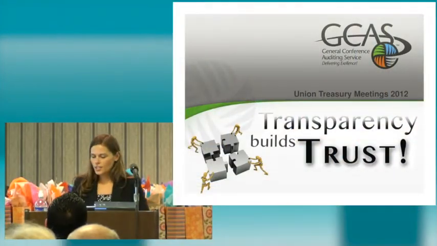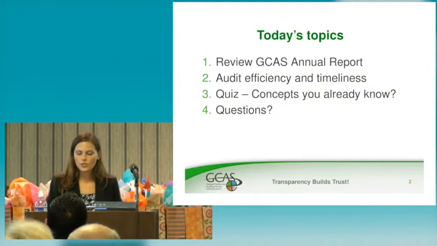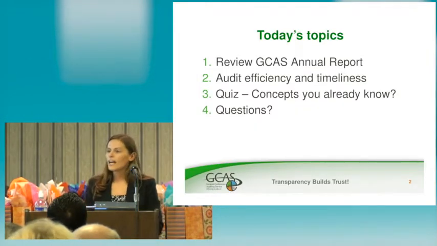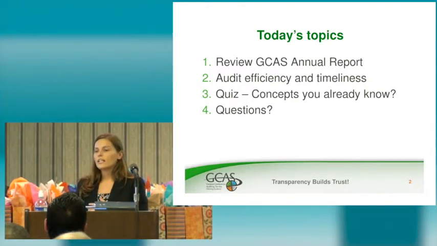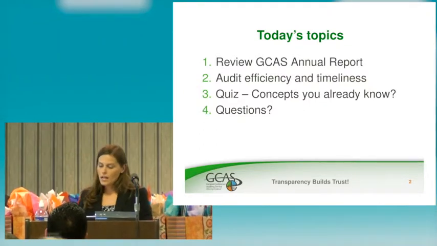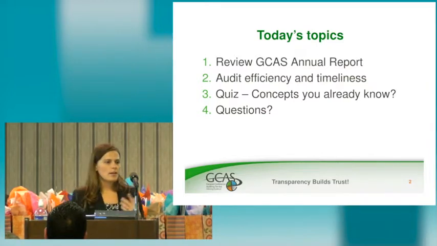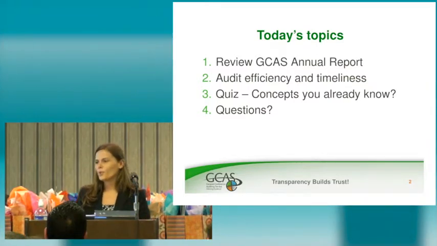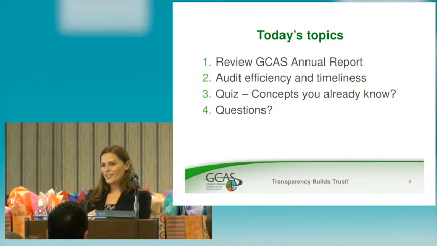All right, so today we're going to briefly review from the GCAS annual report that we bring to you each year, and we're going to be discussing some topics related to audit efficiency and timeliness, particularly in light of the newly adopted GC policies related to transparency and accountability that you may or may not have heard of yet. And then we're going to have some time, as I mentioned, to have some activities to quiz you on some concepts that you already know or maybe should know.